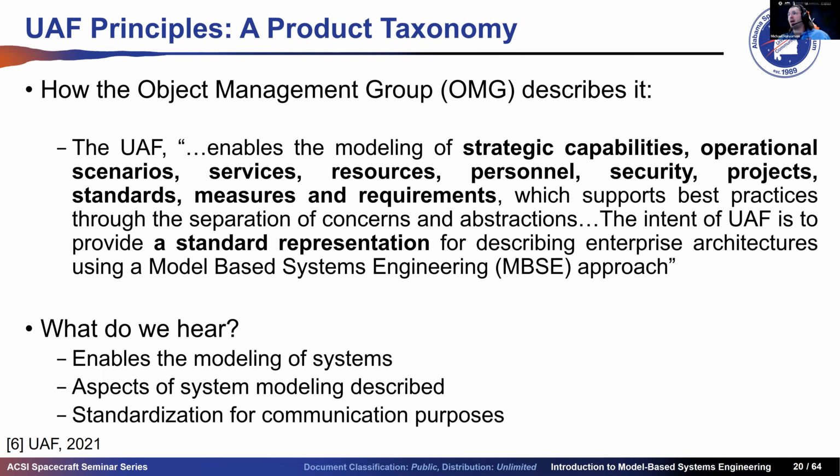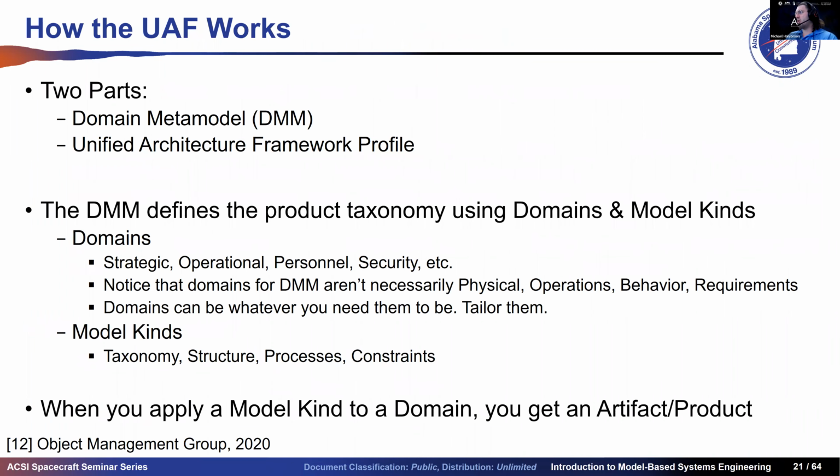And I think you can hear that the customers would be the stakeholders for the businesses, and citizens would be the stakeholders for a country's military enterprise. Okay, so here's a bit how the UAF works, and I know it's been a lot of text so far. You've got a visual aspect of this coming up. It's broken into two parts: the domain meta model and the unified architecture framework profile. We're really only going to talk about the DMM, domain meta model, here, because it defines domains and model kinds, which you're going to see on the next slide.